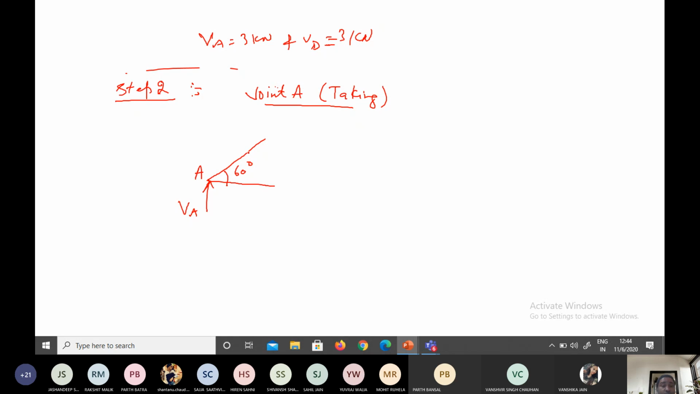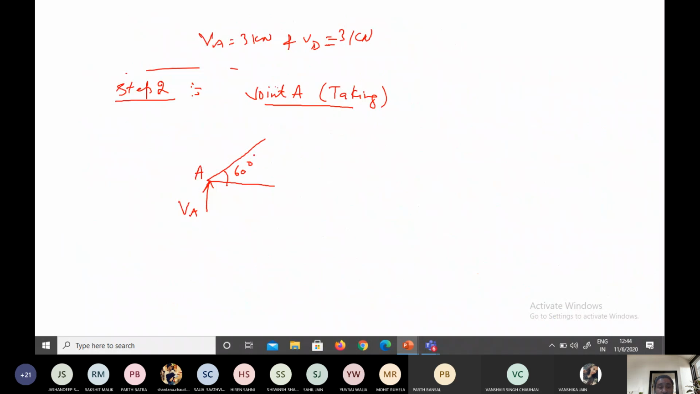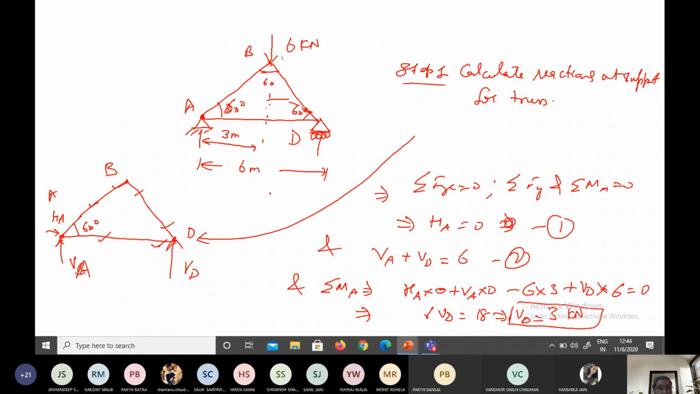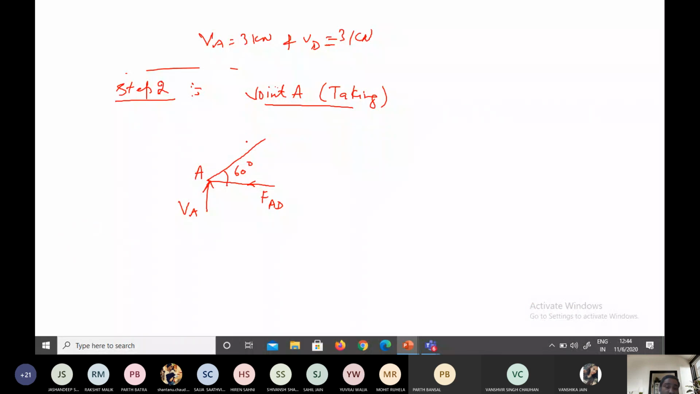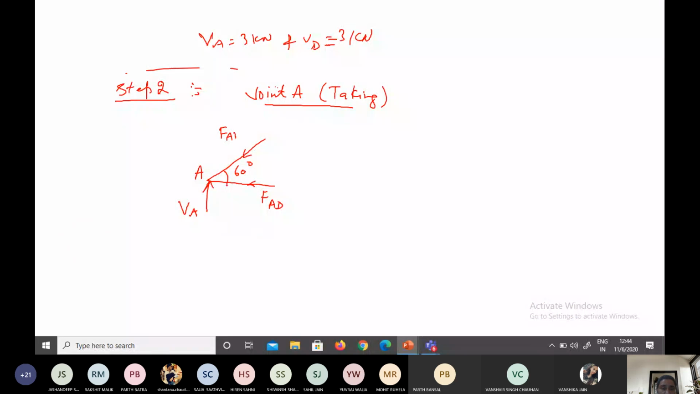And after that, I have told you that see this. Select a joint where only two members are meeting and draw the ABD of the joint, assuming the forces in the member to be compressive. Means we have to select that these forces must be compressive. Let us say this is FAD, and let us say this is FAB. Okay, this is how we make the ABD. Then after that, what we will do? We will resolve it like that.